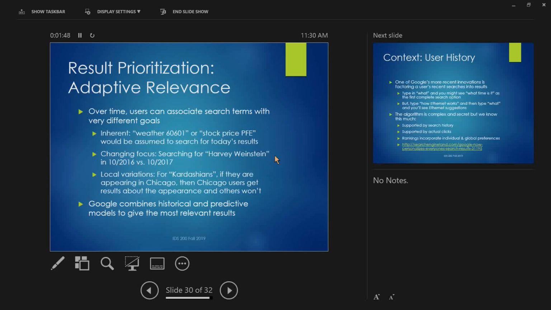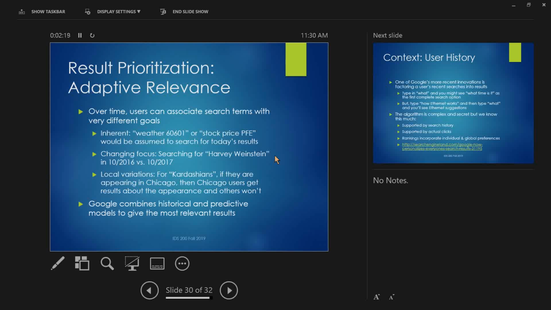Okay. Another thing, adaptive relevance. Over time, users can associate search terms with very different goals. For example, certain searches are automatically assumed to be about the present. So if I look up the search weather 60601, it's going to assume I'm looking for like a 24-hour forecast or something. I want to see what the near-term future weather is. If I look up the stock price for a particular stock, like PFE for Pfizer, I'm probably looking for the current stock price, not a year's worth of historical data.